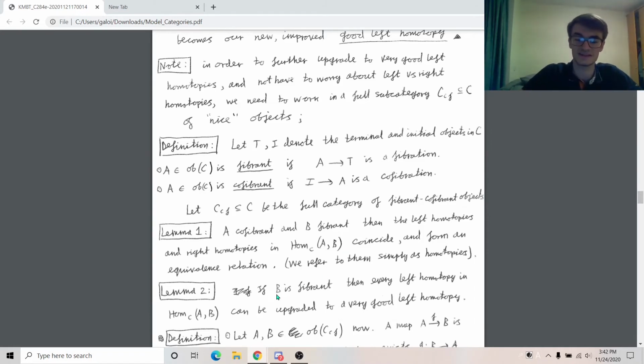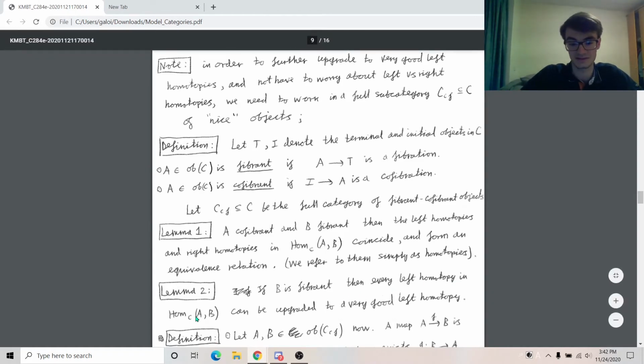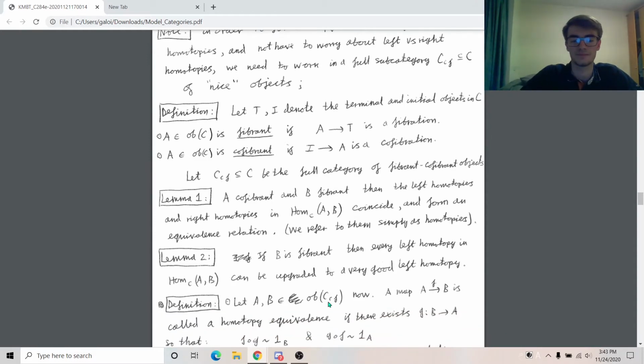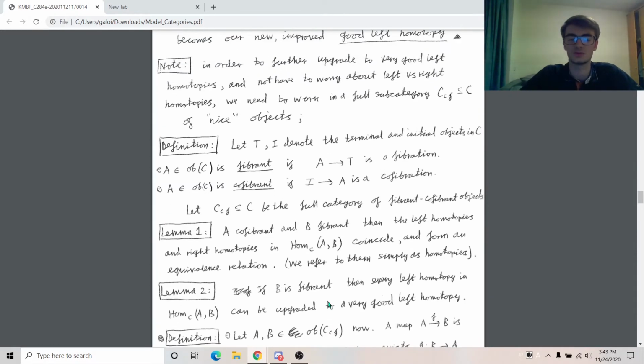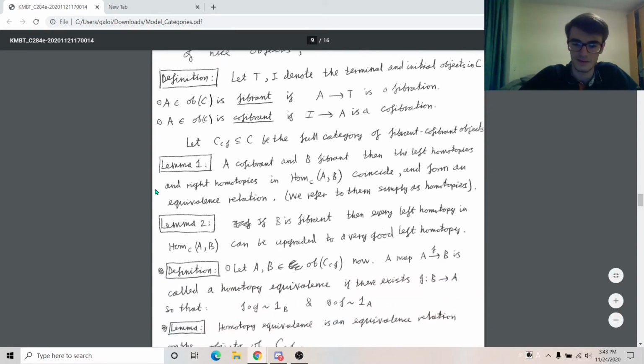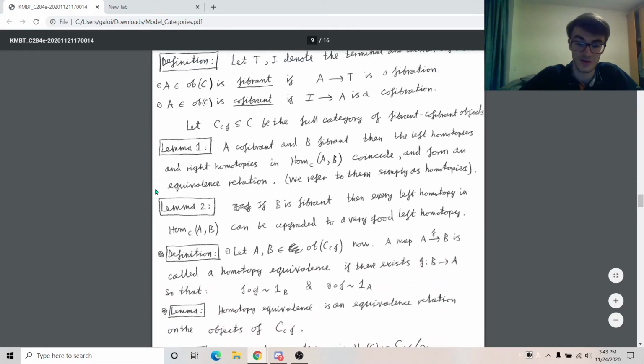And lemma 2 states, if B is fibrant, then every left homotopy in the set hom from A to B can be upgraded to a very good left homotopy, not just a good left homotopy. And as a result, when you work in this full subcategory CCF, then we have a nice homotopy theory. And you also have a notion of homotopy equivalence now.